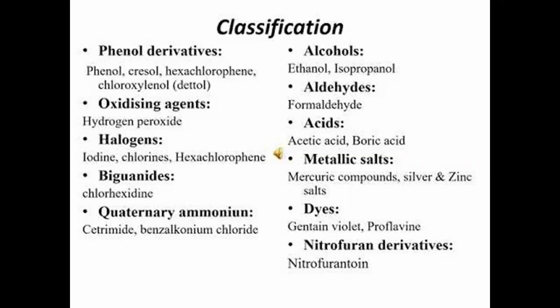Then the next class is heavy metals. In heavy metals, the examples are thimerosal and silver nitrate. Silver nitrate is used for gonococcal ophthalmia in neonates. Neonates means newly born. Gonococcal ophthalmia means gonococcal infection, that is gonococcal conjunctivitis.